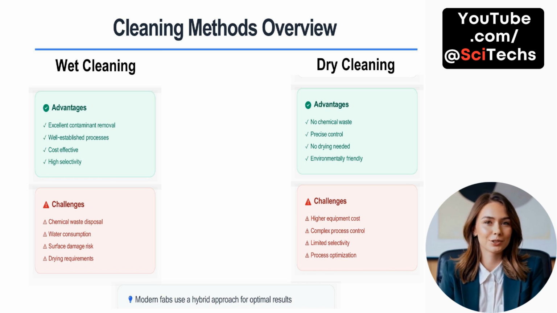Dry cleaning, in contrast, generates no chemical waste, offering a cleaner and more environmentally friendly option. It provides precise control over cleaning parameters and eliminates the need for drying. However, these benefits come at a cost, literally. Dry cleaning systems are more expensive and involve complex control systems. They also offer limited material selectivity and can be difficult to optimize for every wafer type. That's why many fabs today use a hybrid cleaning approach to balance performance, cost, and environmental impact.